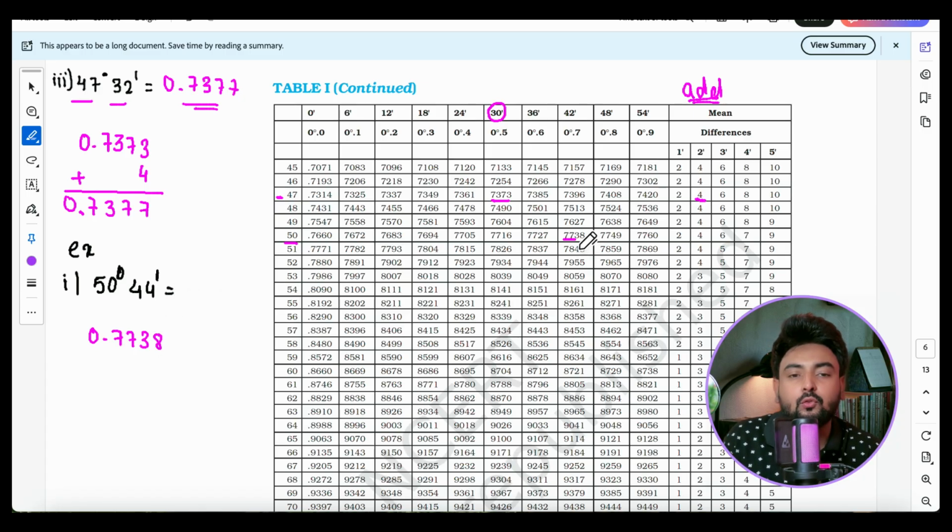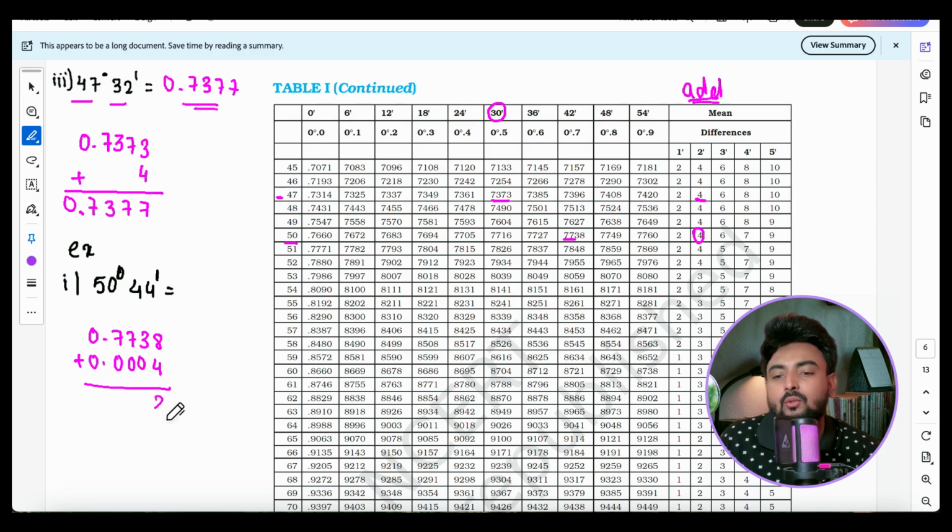We need 44, so plus 2 we need. So 2 will go in the mean difference. The mean difference here is 4. So you have to add it at the last place, that is 0.0004. So it was 12, 1 carry, this will be 0.7742.